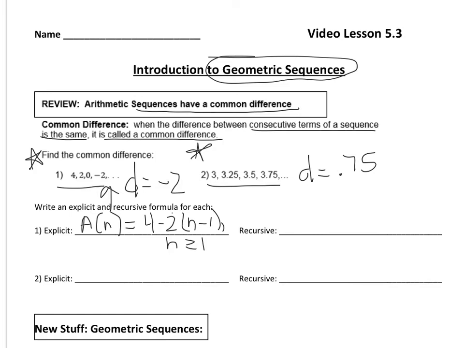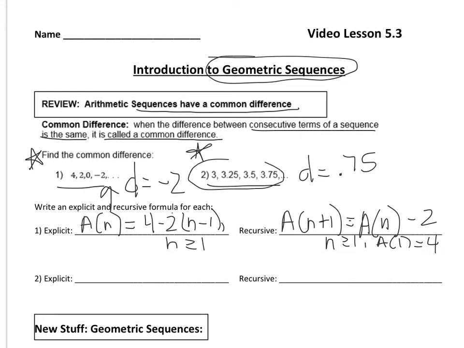The recursive formula for that same sequence would be the next term, a of n plus 1, is equal to the prior term, a of n, minus 2, where n is greater than or equal to 1, and where the first term, a of 1, is equal to 4.